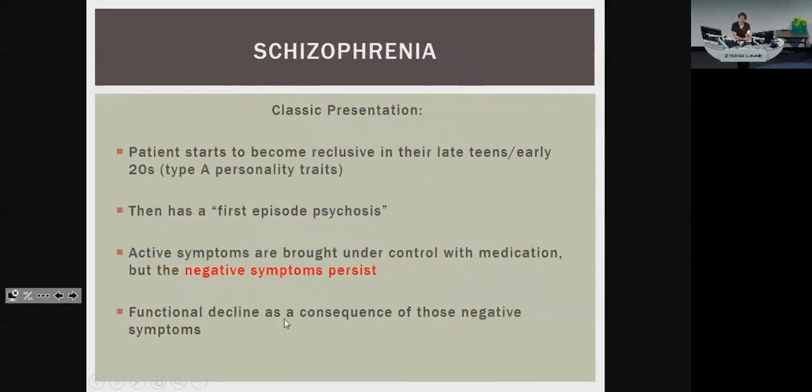We then prescribe them a medication, an antipsychotic, which is fantastic at treating the active symptoms. However, those negative symptoms persist for years and decades, and the patient as a result has a significant amount of functional decline. So that's really what we're worried about now, the functional decline rather than the active symptoms.